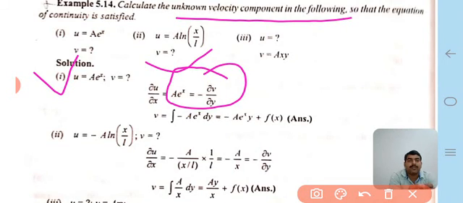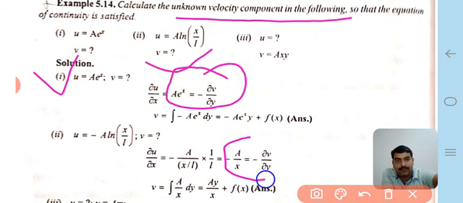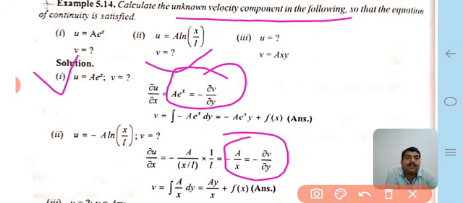Second part of the question, u is equal to minus a ln x upon l, therefore v is to be calculated. del u upon del x is minus a upon x upon l into 1 upon l, which is equal to minus a upon x, because l will cancel out, which is equal to minus del v upon del y. This relation is taken, minus cancels out, and we solve. v is equal to how much? a y upon x plus f(x), a function of x.